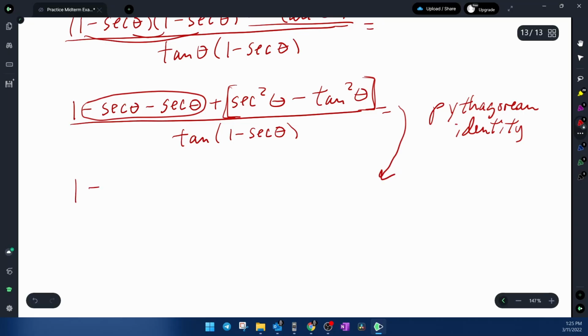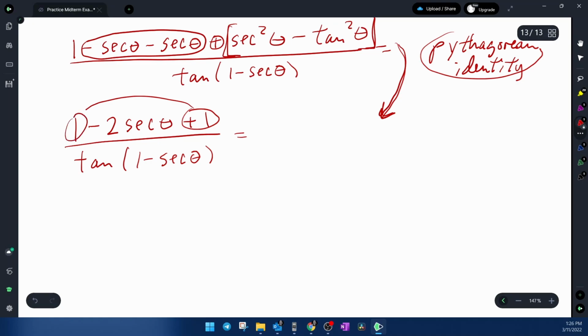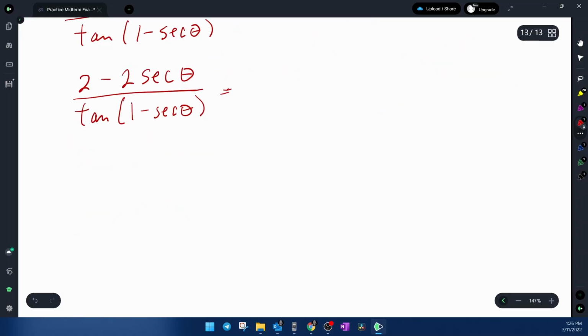1 minus 2 secant theta plus 1 all over my common denominator. And I don't know if you noticed, but this is simplifying rather nicely. And I did label the Pythagorean identity in the step here that I used it. Again, I'm going to need to combine like terms. 1 plus 1 gives me a 2. 2 minus 2 secant of theta all over my common denominator, which I do have to keep writing. And I'm about out of room, but that's okay because I'm about out of steps.